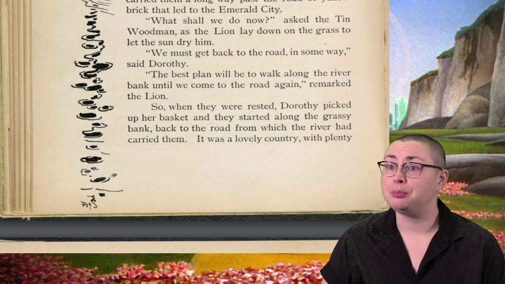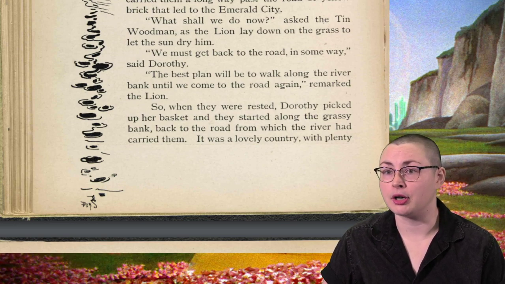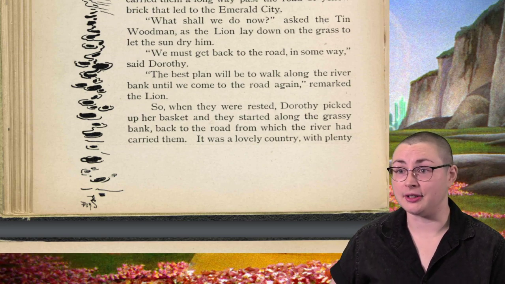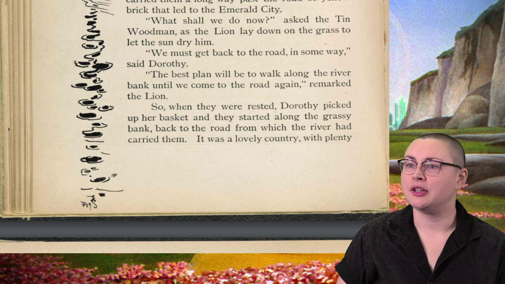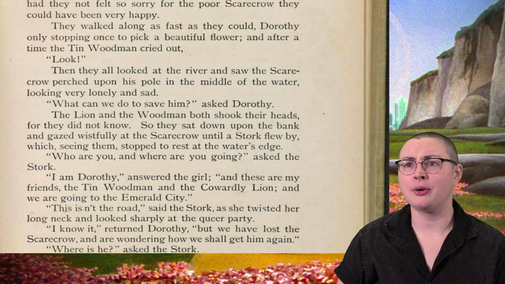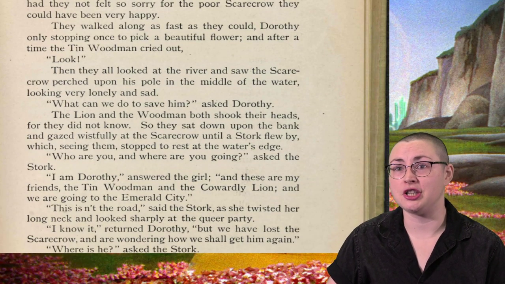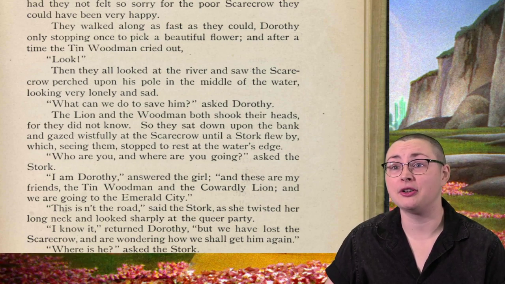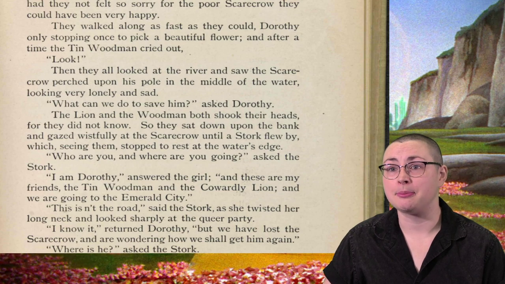"The best plan will be to walk along the river bank until we come to the road again," remarked the Lion. So when they were rested, Dorothy picked up her basket and they started along the grassy bank, back to the road from which the river had carried them. It was a lovely country, with plenty of flowers and fruit trees and sunshine to cheer them, and had they not felt so sorry for the poor Scarecrow, they could have been very happy.